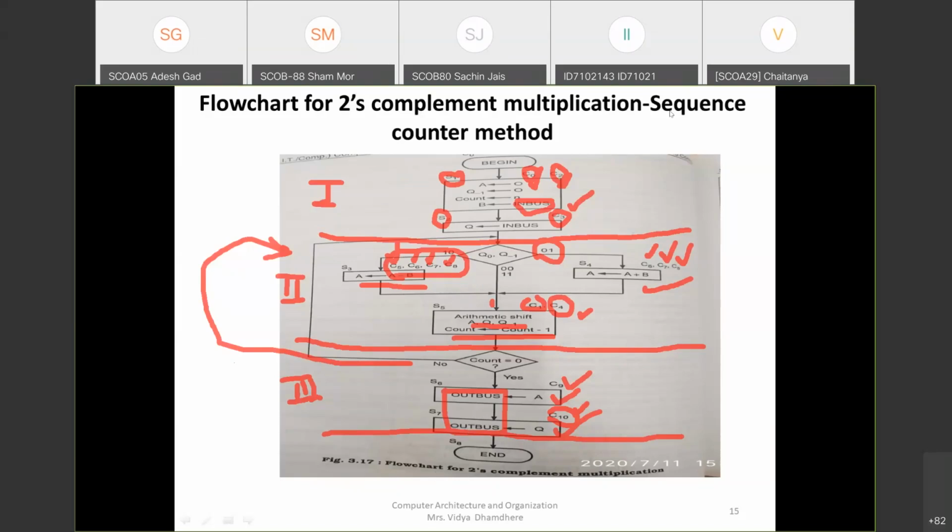All of you understand this? I will explain with the help of Booth's multiplication algorithm also, which I have put in the PPT. Any doubt?